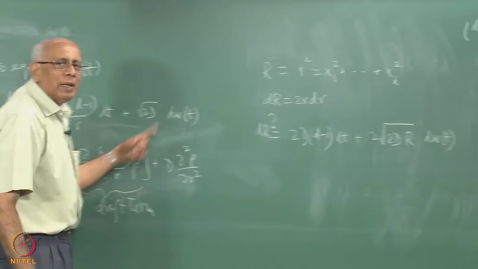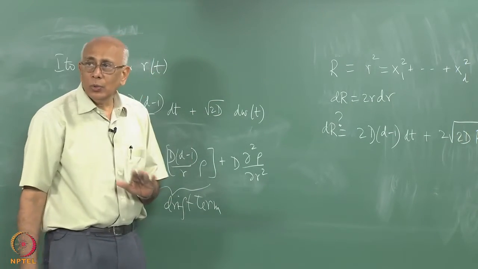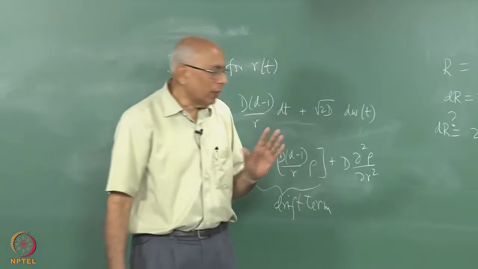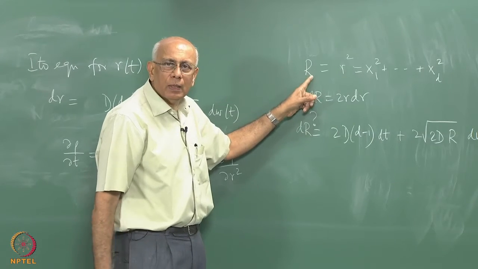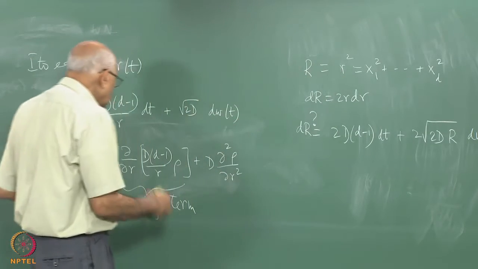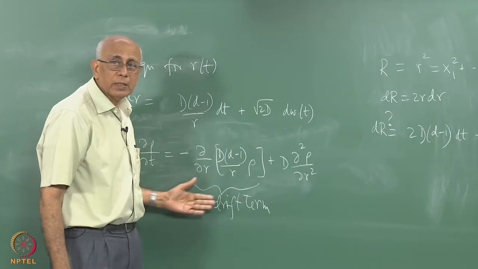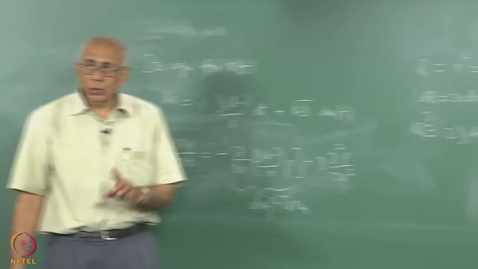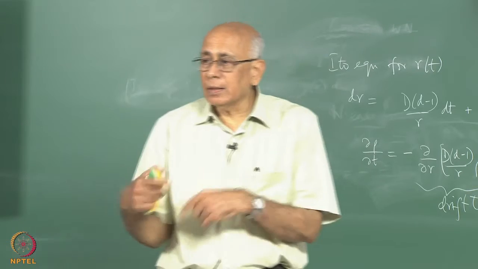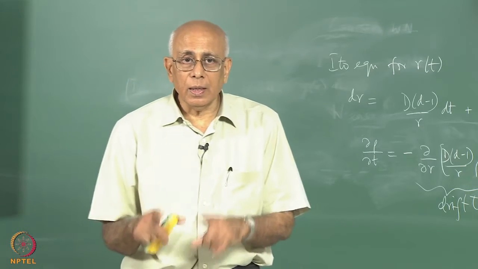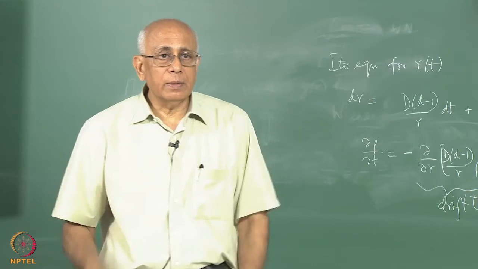So that has to be kept in mind when you play around with these differentials here. The right way to do this is to say, okay, I have this capital R equal to little r squared, and I have a solution for little rho. In fact, I have the Fokker-Planck equation satisfied by it. So what I should do is see how the distribution of capital R is related to the distribution of little r, and use the relation that capital R is little r squared.